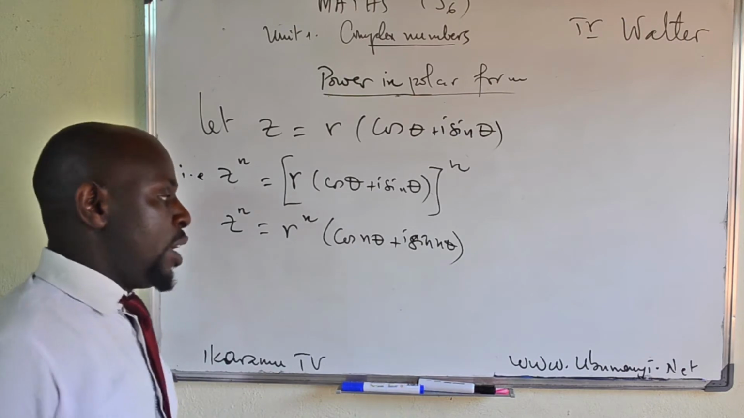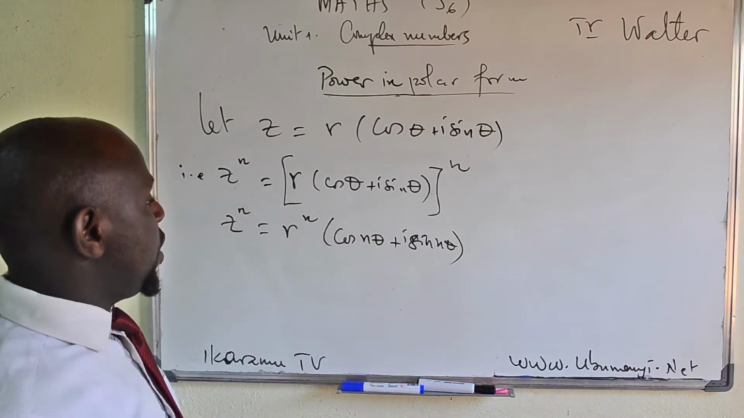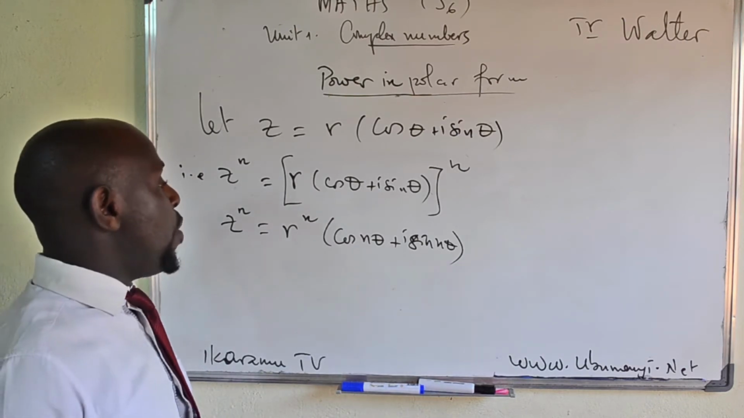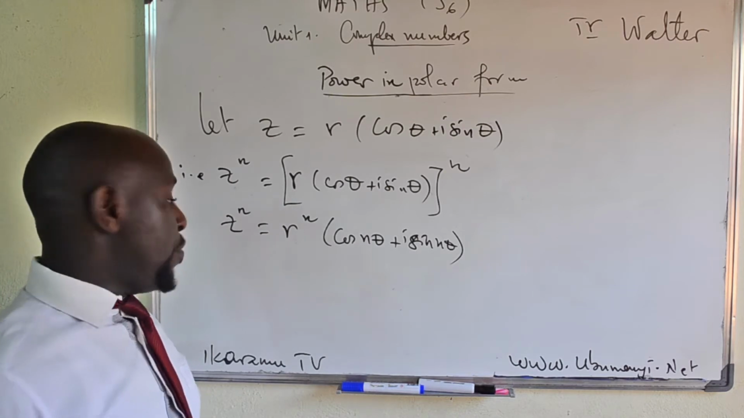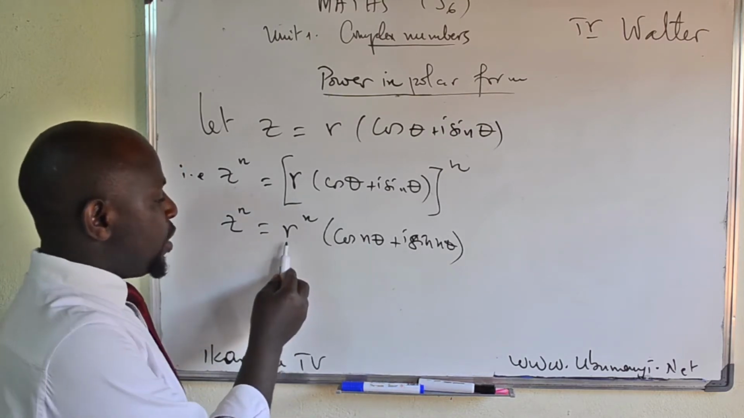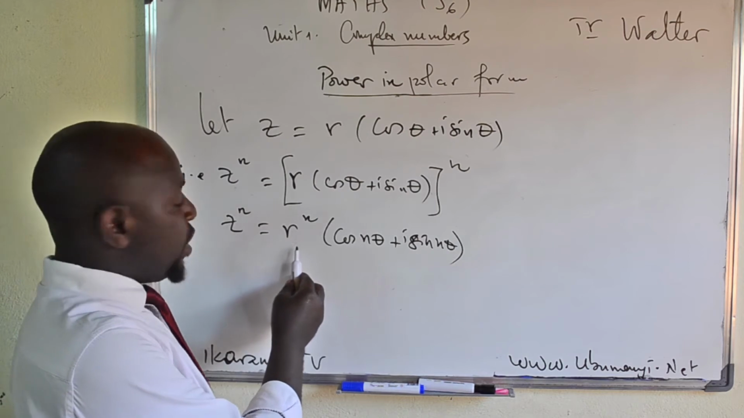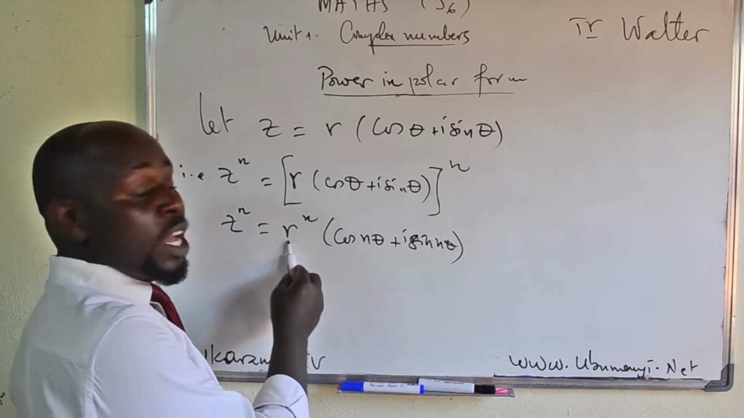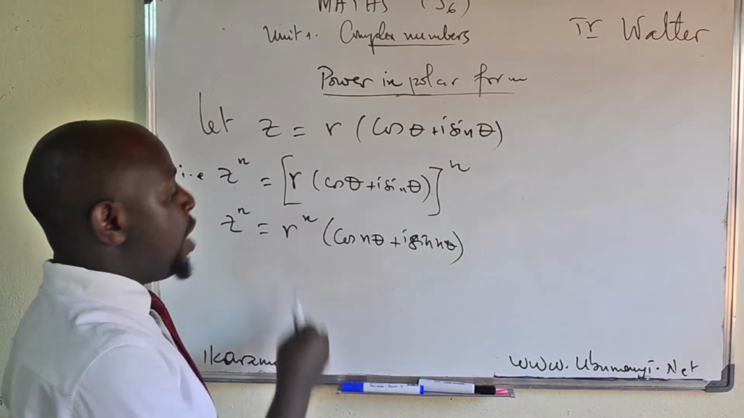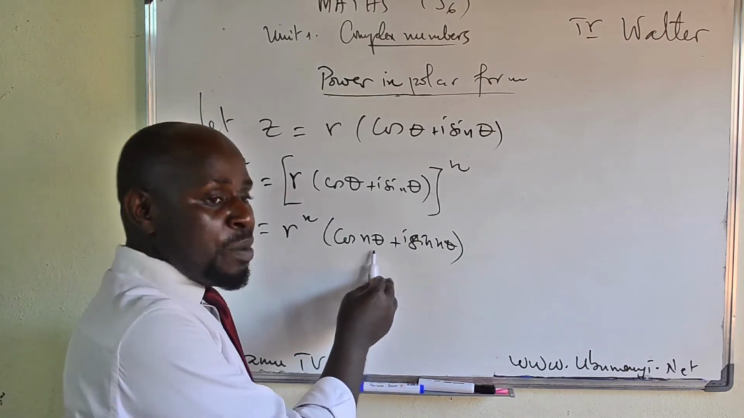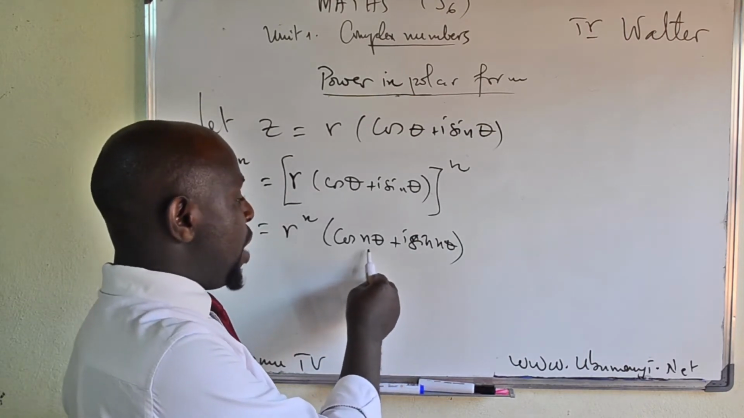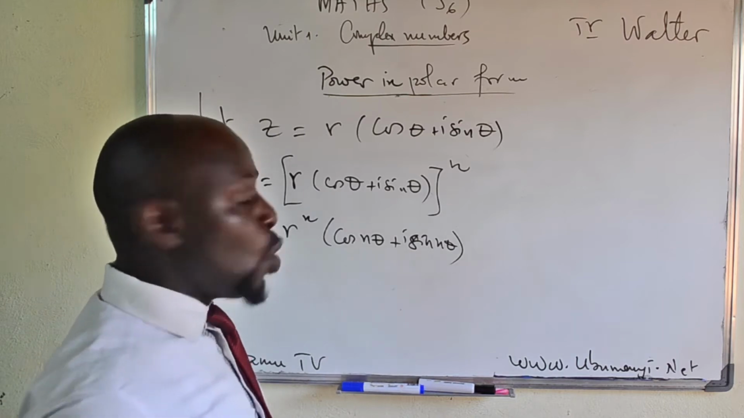And what we observe here is that when we are looking for the power of a complex number in polar form, we just find the modulus. We take the modulus of the complex number z power n, and to find the argument, we just multiply the argument by n until it's solved.